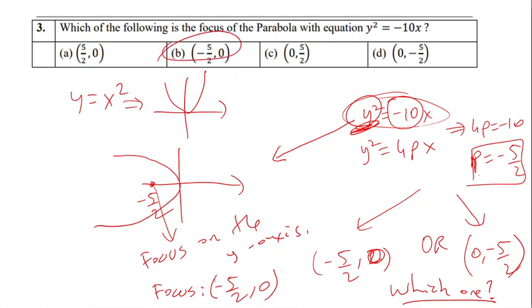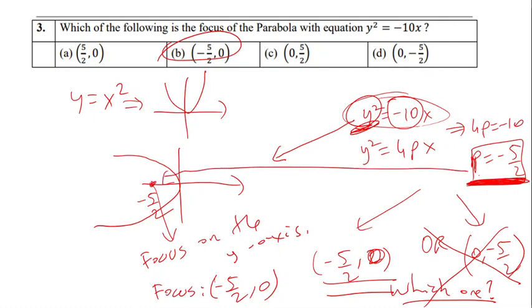So which one is it? It's not this one, but this one. So you have to know the right or left issue. This one is also telling us P is minus 5 over 2. If it is opening horizontally, I mean to the left or to the right, this P is specifying which direction. It's like this one here on the left side.